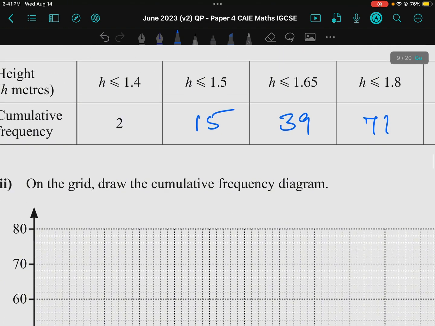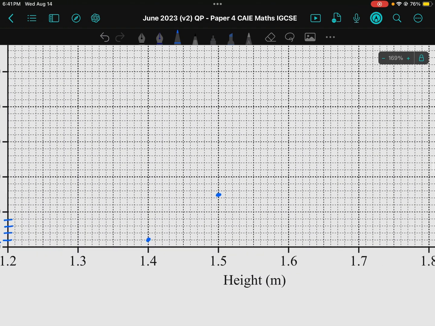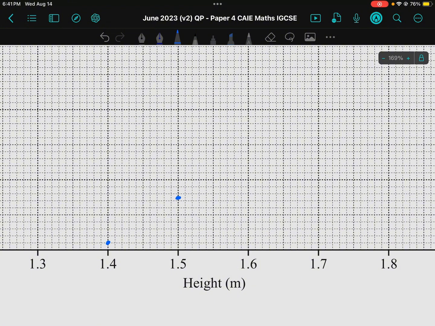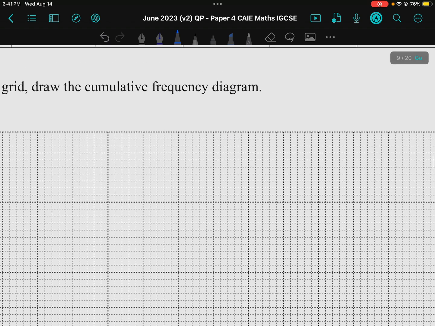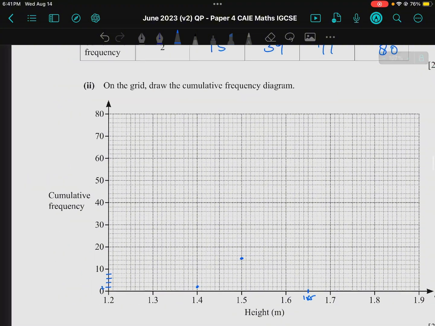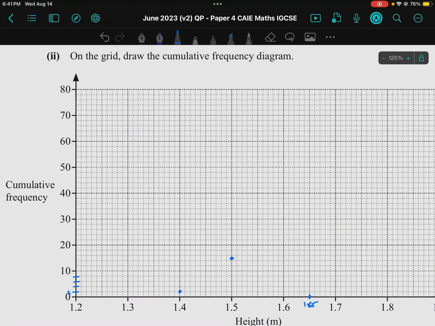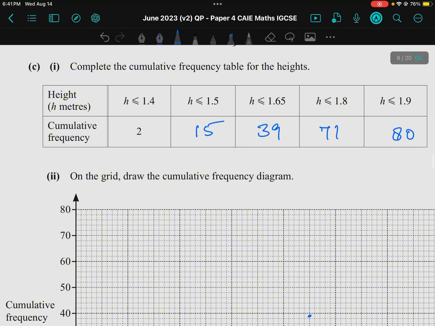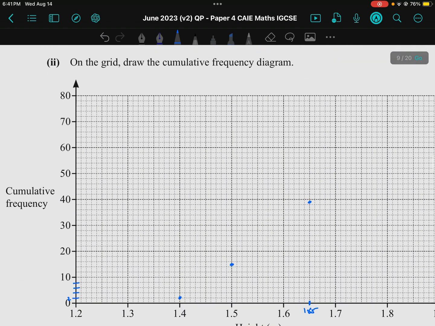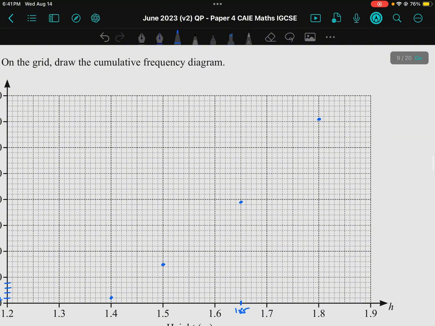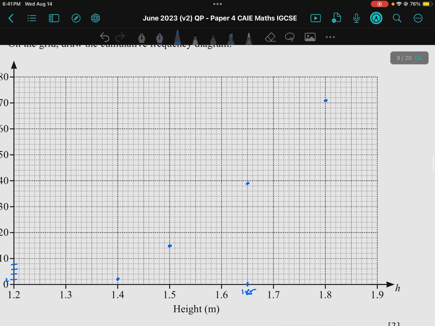Then 1.65, 1.6 is here, then 1.65 will be here. This is 1.65. Then at this it is 39. 39 will be where? This is 39. And then at 1.8 it is 71. Where is 71? 71 will be here. And the last one, at 1.9 it is 80. 80 is the last one.